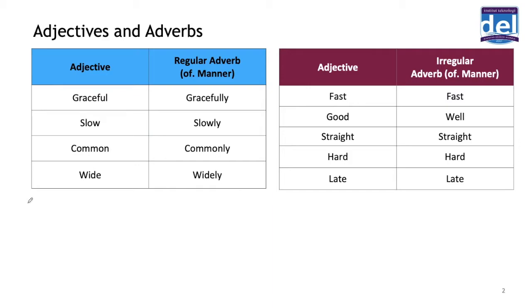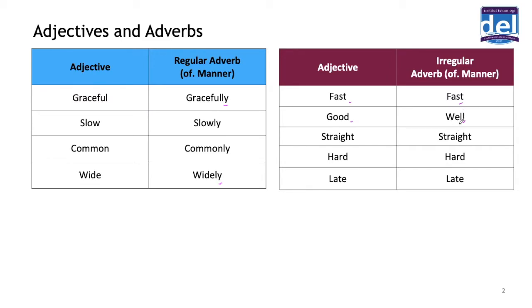In this slide, you can see several examples of adjectives and adverbs, especially adverbs of manner. For regular adverbs, we can just add ly to an adjective. For example, graceful becomes gracefully, slow becomes slowly, common, commonly, wide, widely. However, there are several irregular adverbs which do not follow this pattern. For example, the adjective form is fast and the adverb is still the same, fast. Another example is good. As an adjective, the adverb form is well.